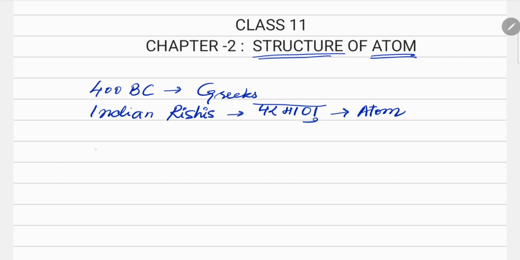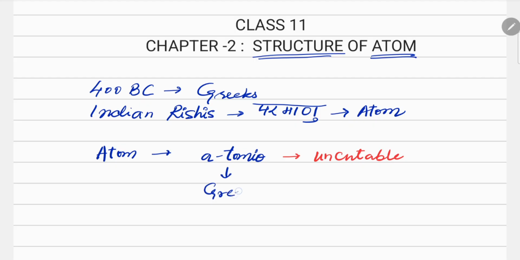So let's talk about the word atom. The word atom has been taken from the word atomio, a Greek word. The meaning of atomio is uncut, uncuttable or indivisible. So this is a fundamental particle which is not divisible into smaller parts.